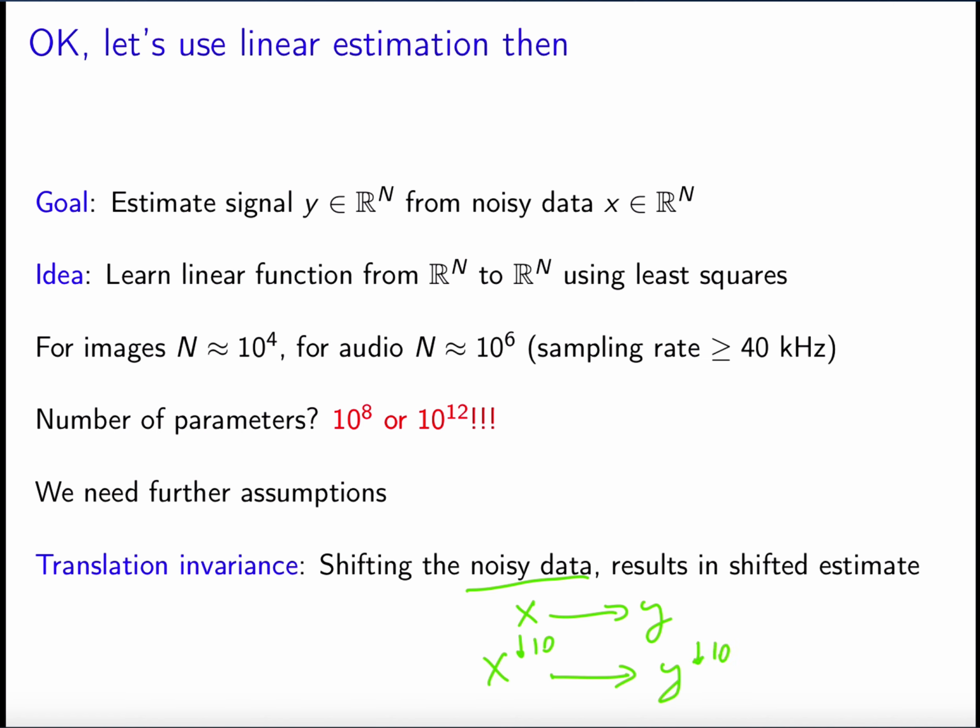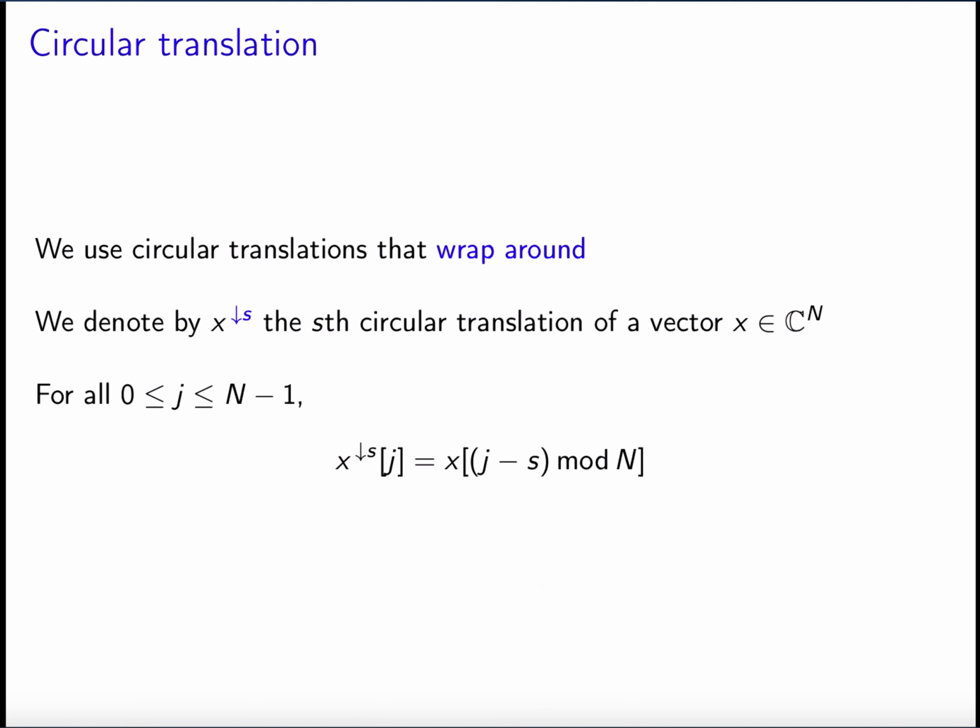This is quite a natural assumption for a lot of different data types. If you think of a song, if you have a noisy recording and you just shift it, it's quite natural to ask from your estimation algorithm to just produce the same output but shifted. And same with images. That is called translation invariance, and it's a very powerful assumption. As we will see, in fact, it's the assumption that underlies the design of convolutional neural networks. Okay, so in order to study this assumption, we're going to introduce circular translation.